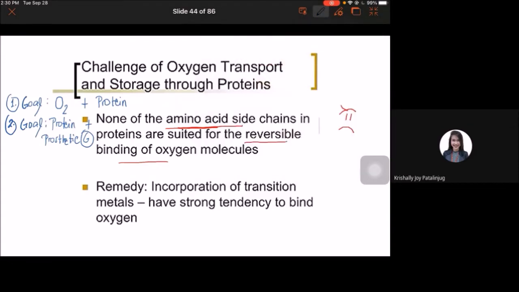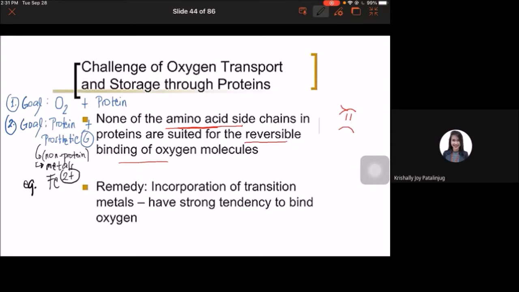Ang mga prosthetic group, this is said to be the non-protein portion, which has a significant physiological role in the body. Now, halimbawa ng mga prosthetic groups are the transition metals. In this case, the common metal that is able to bind reversibly with oxygen molecule is the metal iron, particularly the ferrous form of iron.